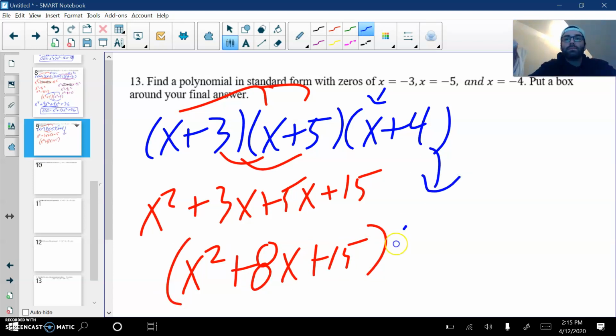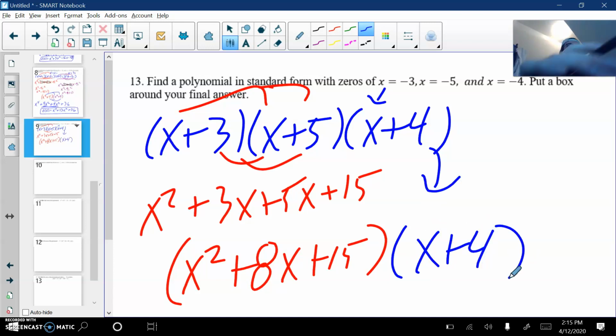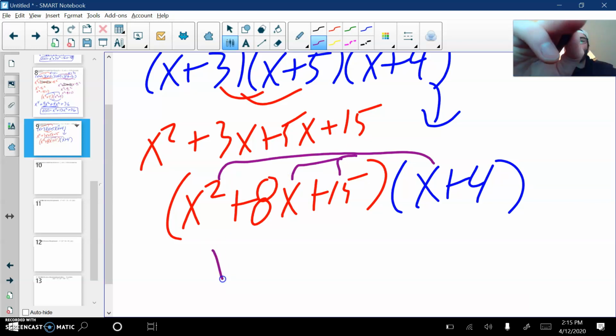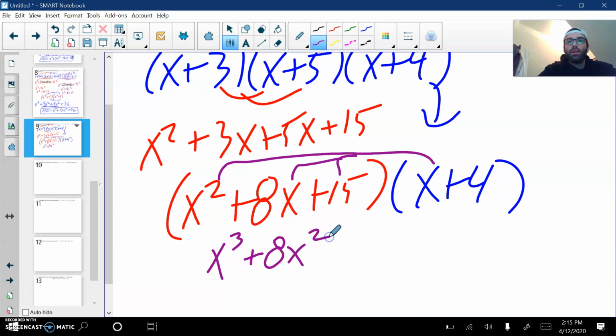Bring down the x plus 4. I want some more. Now, I want to multiply x to everything in this parentheses here. So I get x times x squared to get x to the third. X times 8x to get plus 8x squared.